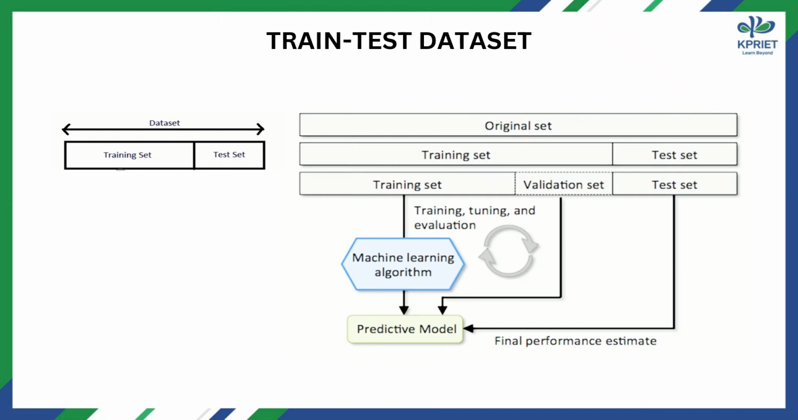So train and test data are given. Training data are more when compared to testing data. In a data set, you need both training data and testing data. From the original set, we can categorize them into a training set and a testing set. Training data is used for training, tuning, and evaluation, and it is fed to the machine learning algorithm followed by the predictive model. From the training set, we can have another categorization, the validation set, which is useful for validating our inputs, and it is a cyclic process as shown in this figure. And the test set is given to the predictive model for evaluating the final performance estimations.